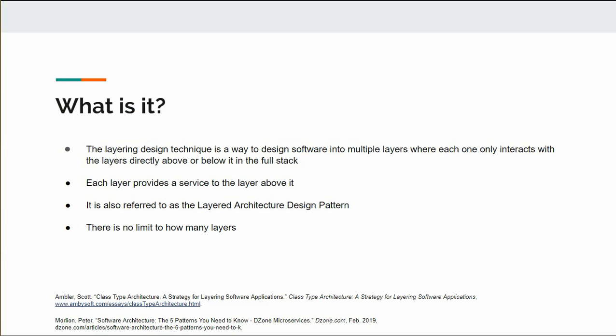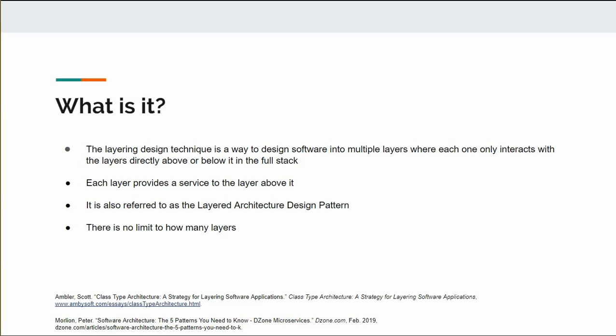So, what is the layering design technique? The layering design technique is a way to design software into multiple layers, where each one only interacts with the layers directly adjacent to it in the full stack. This allows you to put specific code into specific layers and separate different actions and interactions between the user and the software, or between the software itself. In addition, each layer provides a service to the layer above it, meaning that the layer above will call down to the layer below to perform an action that it can't perform itself.